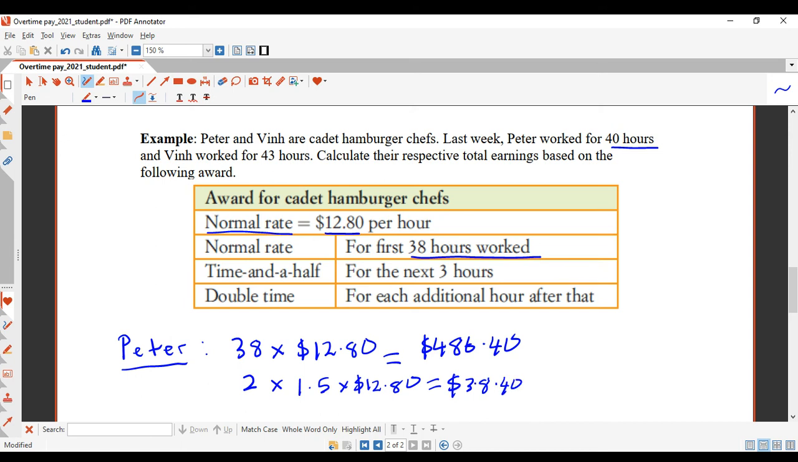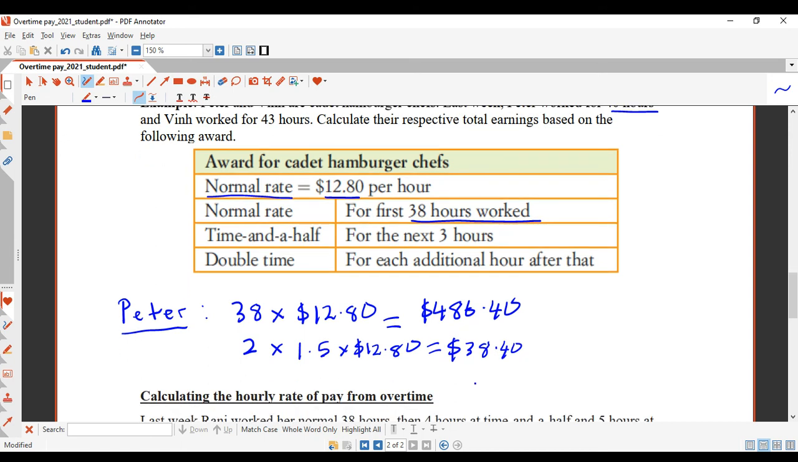Now if we work out the total, because that's what the question says, it looks like I've run out of room. But anyway, let's do the total. So for Peter, $524.80. That should be an 8 there. Now we have to squeeze in Vin.